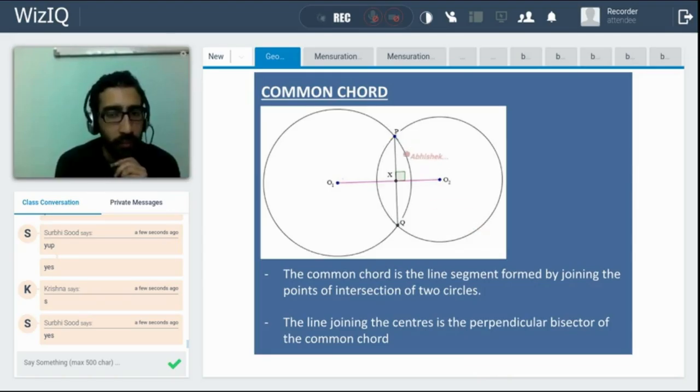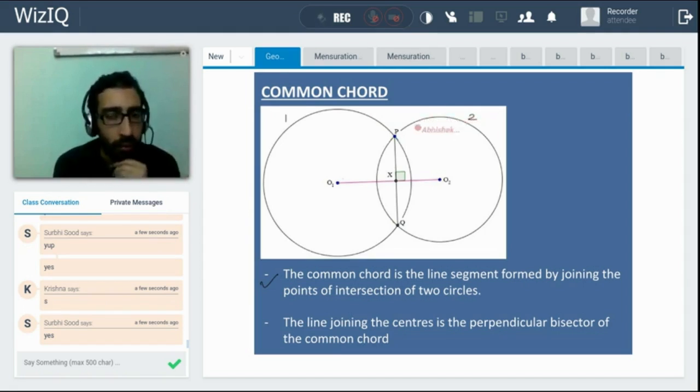What is the common chord? By definition, it is the line segment formed by joining the points of intersection of two circles. Let's say this is circle 1, this is circle 2, and they intersect at points P and Q. So the straight line joining P and Q is a chord for circle 1 as well as circle 2. That is the only possible common chord, the only chord common to both circles.